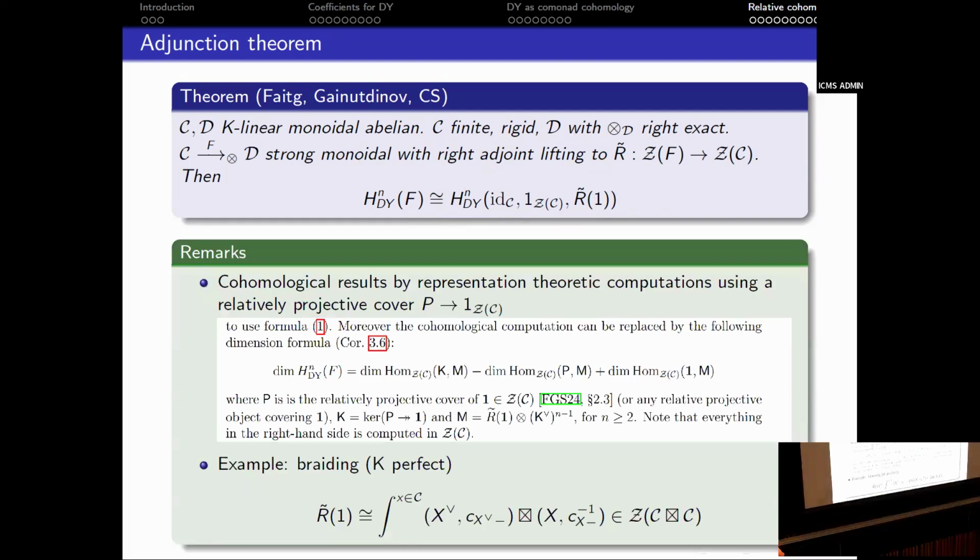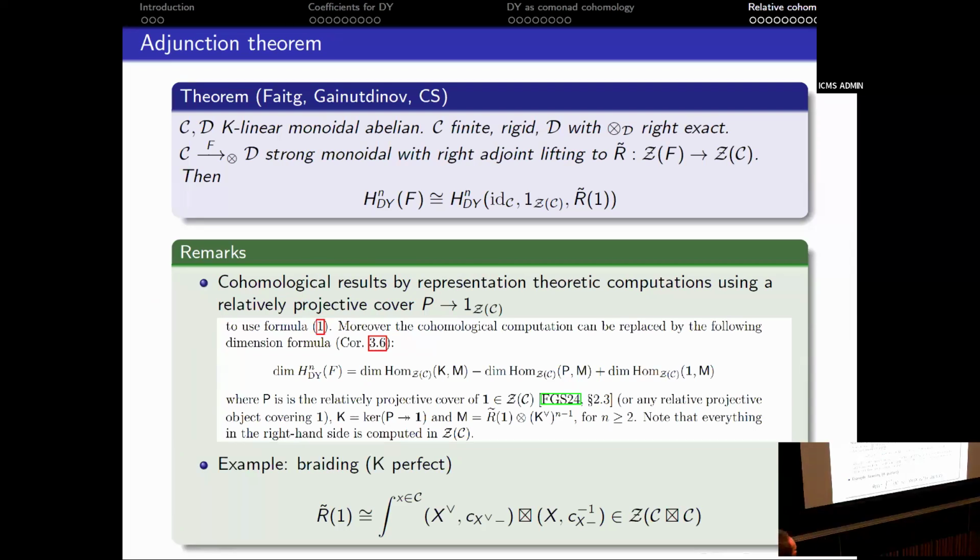So in this way, you can again sit down and transmute cohomological questions into representation theoretic computations. And the important thing I should highlight here is that in order to do this, you just need to find a projective cover of the monoidal unit of the Drinfeld center once, and then you can do your computations. That's of course a big advantage. And so in this way, you can compute various things.